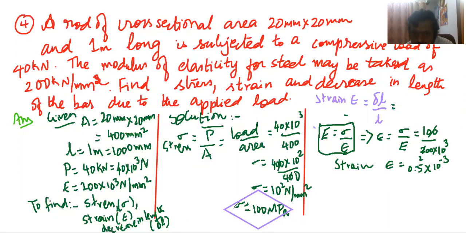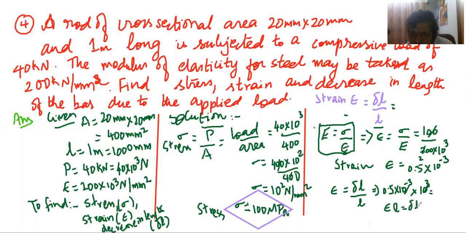Then we have the stress. Finally, we are supposed to find delta L. Using epsilon into L equals delta L, this is 0.5 into 10 power minus 3 into L, which is 1000, that is 10 power 3. The 10 power 3 and minus 3 cancel. So delta L is 0.5 mm.